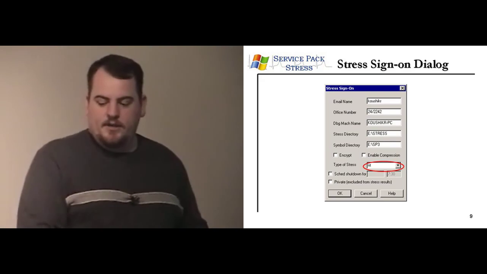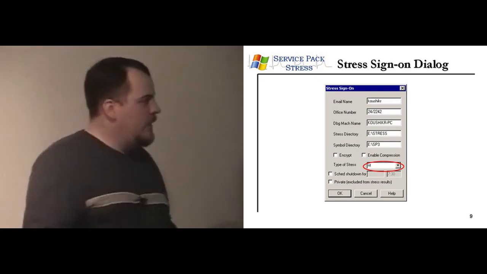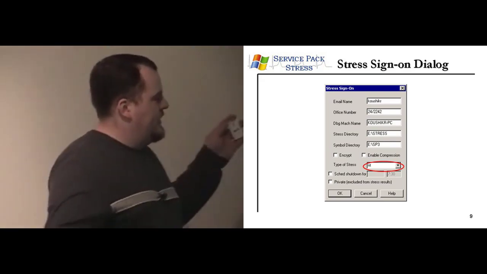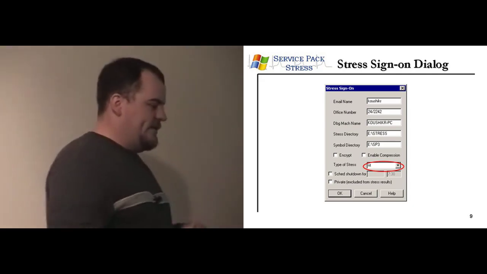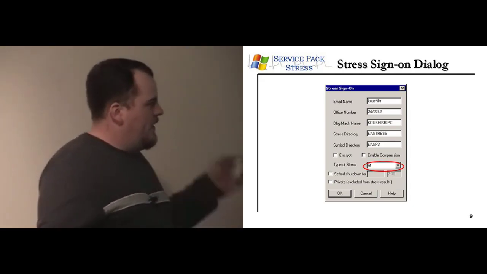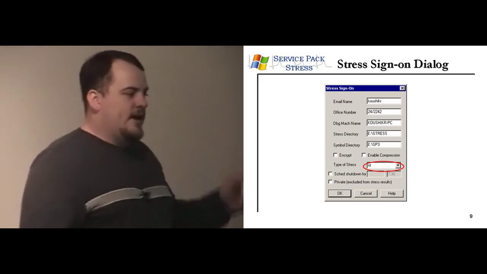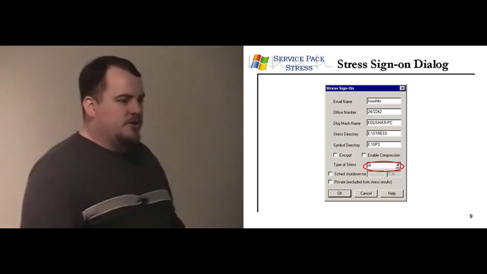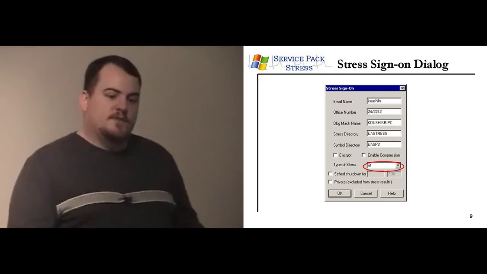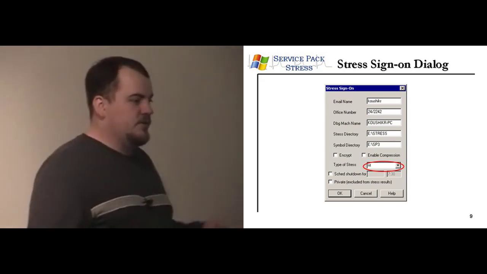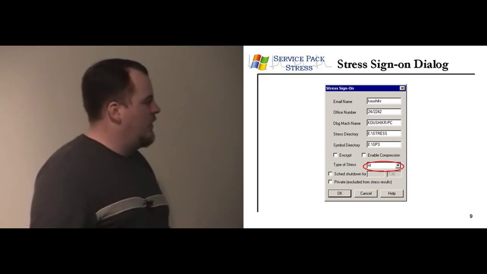This is the stress sign-on dialog. As you can see, the email name is going to be important because if we detect as a stress team that your machine is broken, we're going to be able to contact you via that email name and let you know that your machine is broken and what to do next. The office number is where the machine is physically located. Sometimes there are issues and we actually need to go straight to the machine and figure out what's wrong.